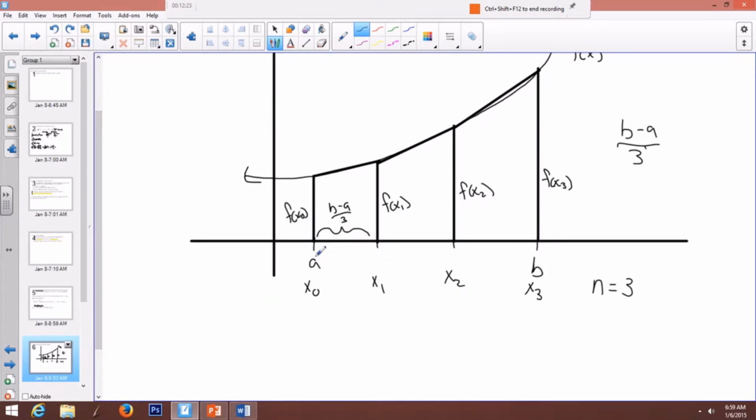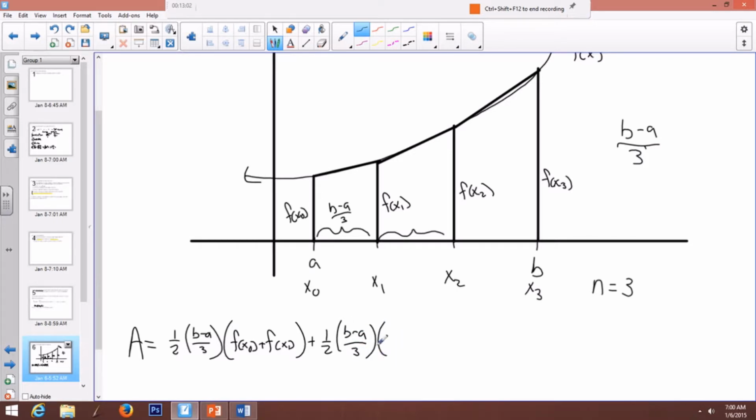So, if I'm calculating this first trapezoid, I would get that the area is equal to 1/2 the base, which is b minus a divided by 3, times these two expressions. So I've got f of x sub 0 plus f of x sub 1. Those are the bases of this first trapezoid. The second trapezoid is going to have a similar height. It's going to be the same. So it's 1/2 b minus a all over 3. And this time I'm going to use this base here and this base here because I'm finding that middle trapezoid. So f of x sub 1 plus f of x sub 2.